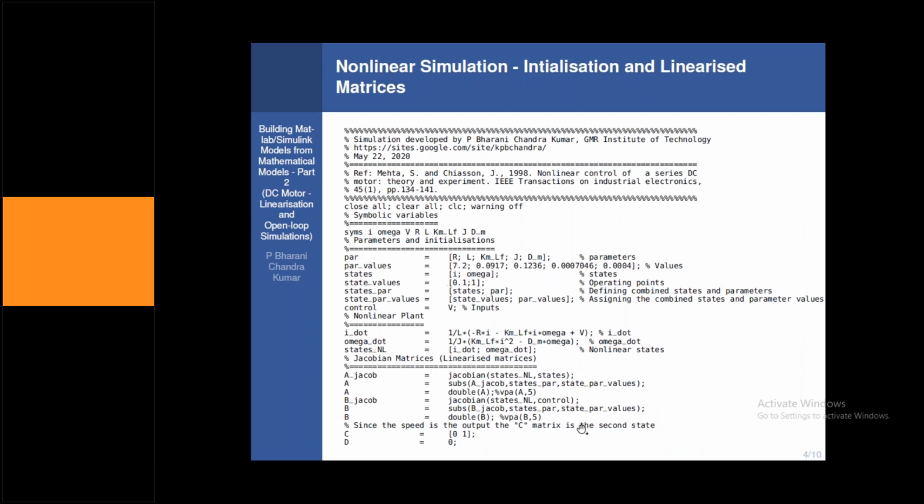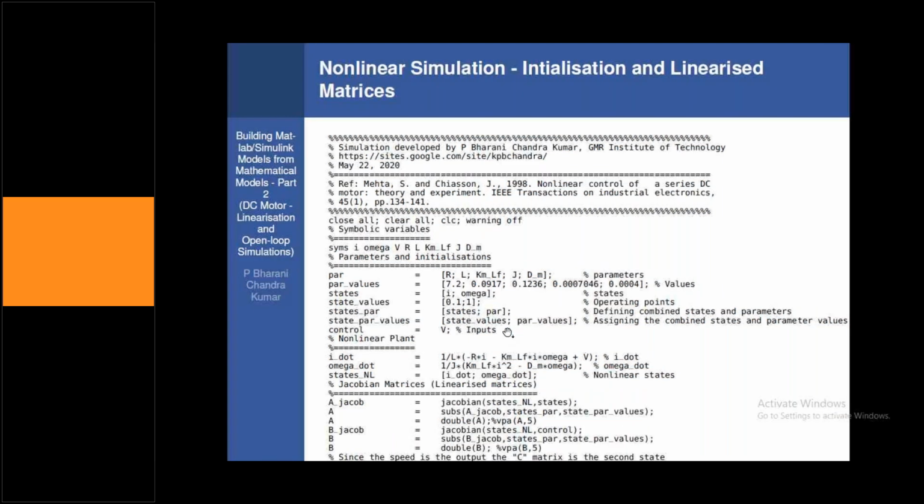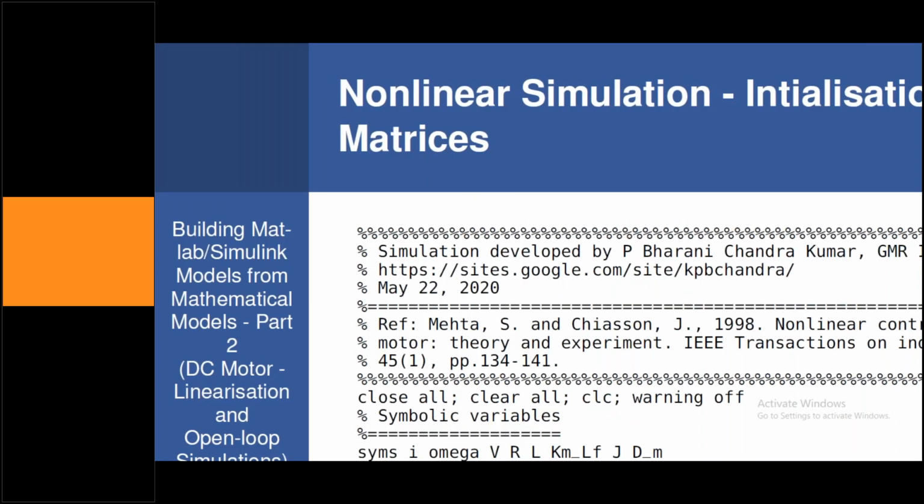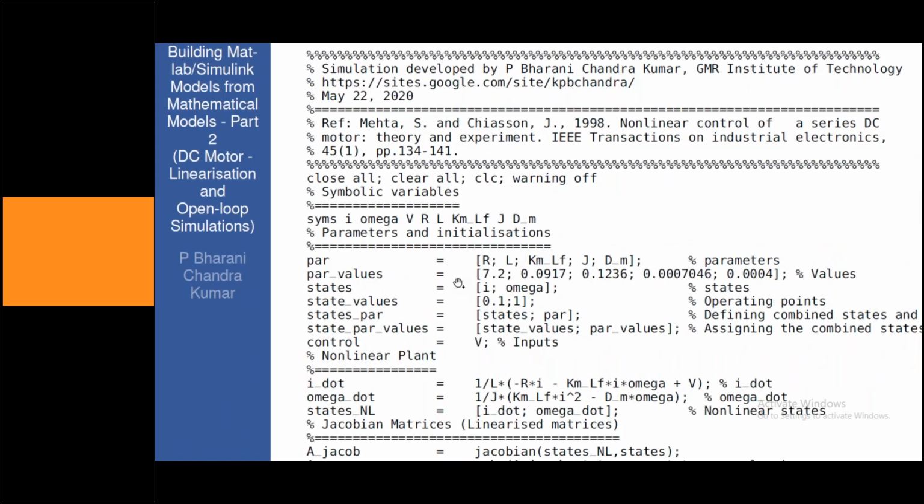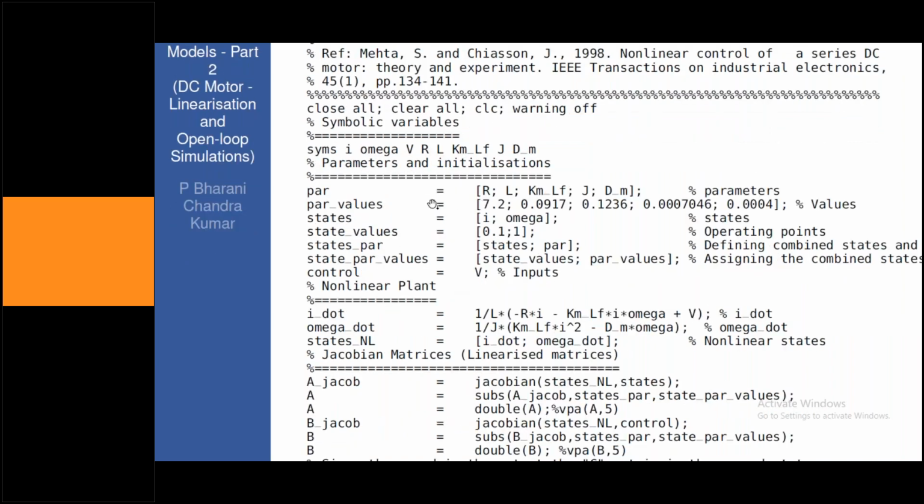This is the small tiny code that I have developed to get the ABCD matrices. Let me zoom in on this. I have used the symbolic toolbox. I will explain this code in a minute. These are the parameters, the PAR parameters I have defined. I have used symbolic variables I, omega, VRL, and other things. The parameters include RL, and the corresponding parameter values I have defined like this. States are I and omega, and the state values are the operating points.